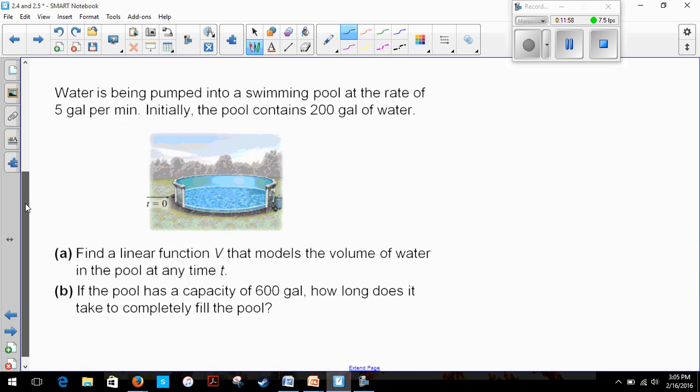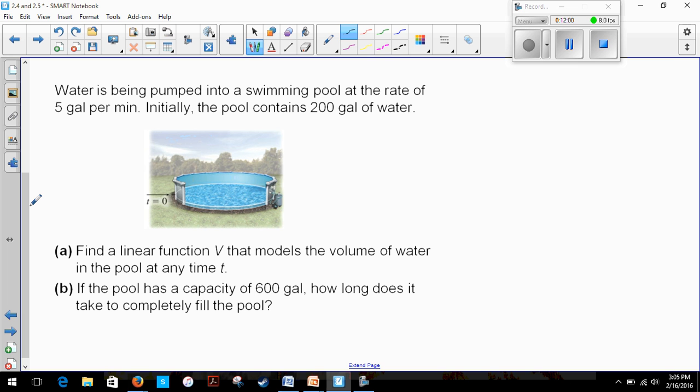Then I give you a graph at all. They may give you a situation that they want you to model and then find out an entirely different value. So this is from the slide, the last slide in 2.5. Water's being pumped into a pool. It's going in at 5 gallons per minute. Rate is important. So when you hear those lengthy words like rate, that's kind of when your flag should go up, that I want to pay attention to that.